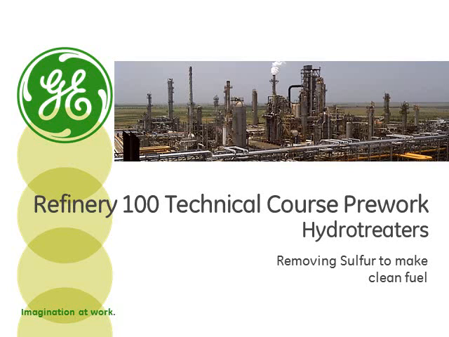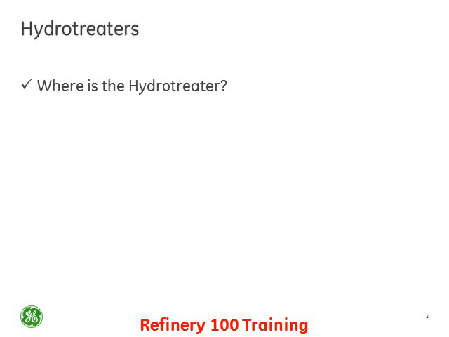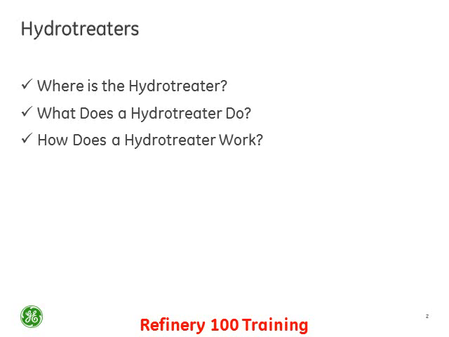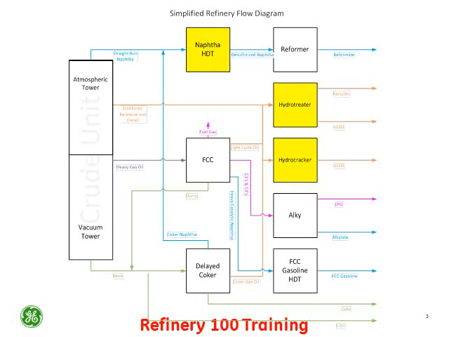Hello. In the next 3 minutes or so, we'll be talking about hydrotreaters. The purpose of a hydrotreater is to remove sulfur to make a clean fuel. We're going to talk about where the hydrotreater is, what a hydrotreater does, how it does that, and how we at GE Water and Process Technologies can help.